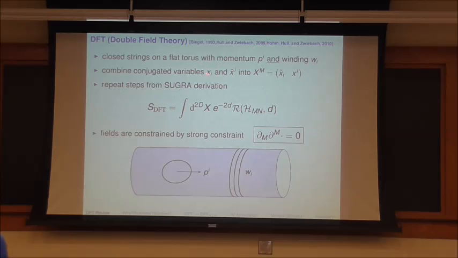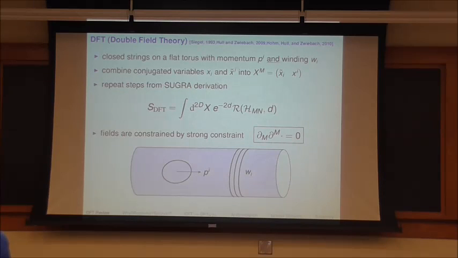Now we want to do the same as we did for supergravity. So we want to have some conjugate variables to the momentum, which is the position. And now we also need some conjugate variable for the winding, which is the so-called winding coordinates. So we now get the double number of coordinates, and we combine them into a doubled vector, which is this capital X. So this is the whole story, and this is also why we call it double field theory, because we have a double space here.